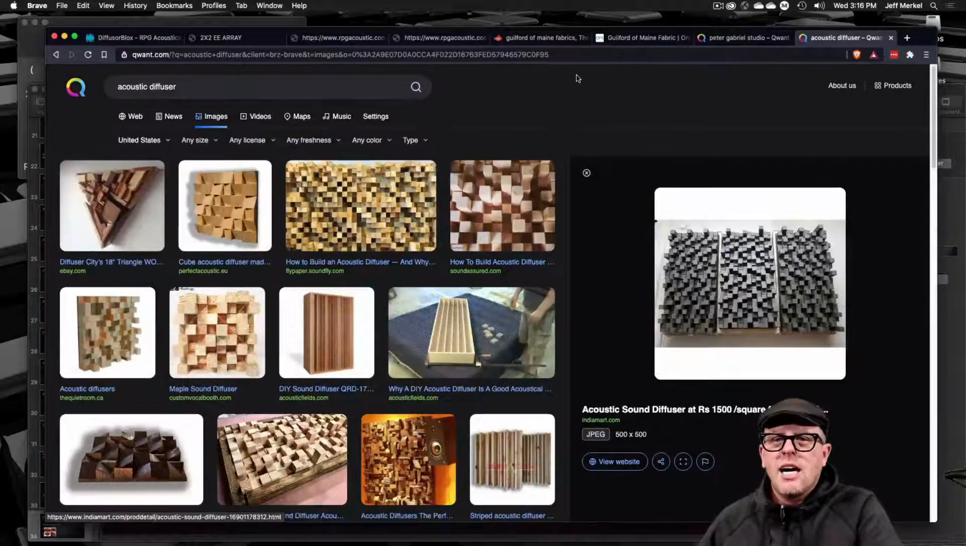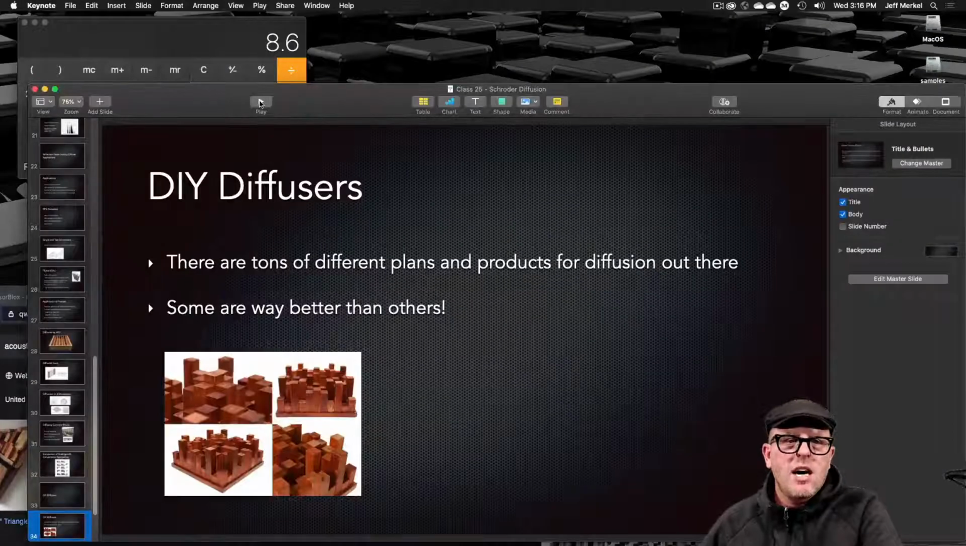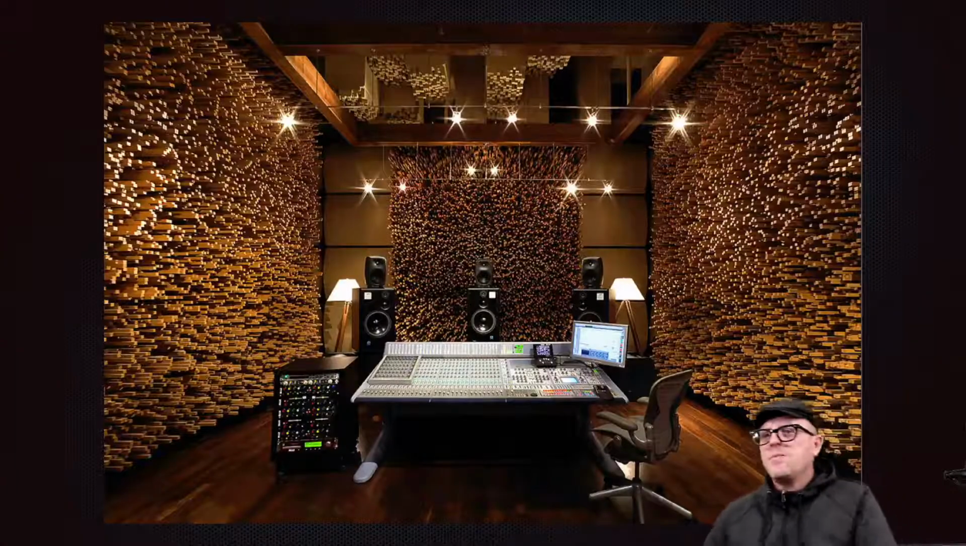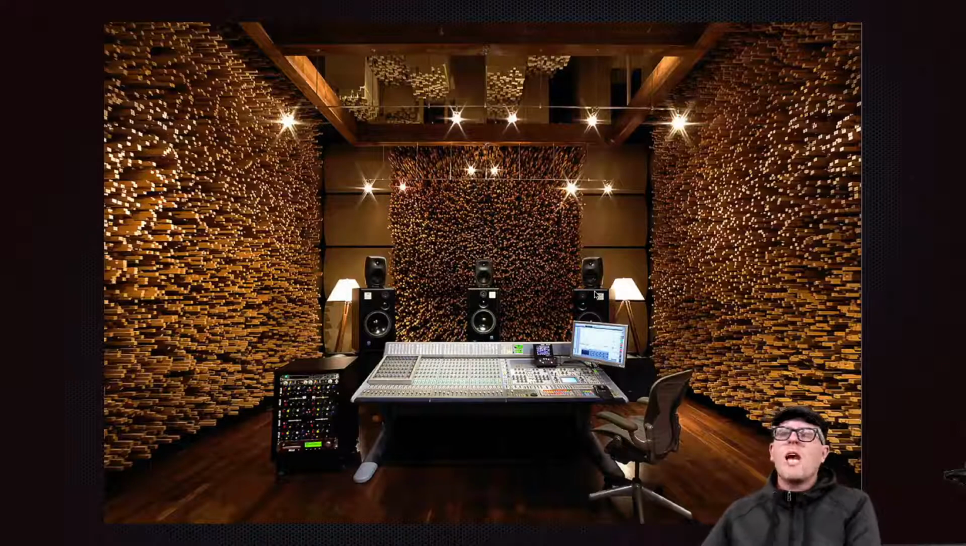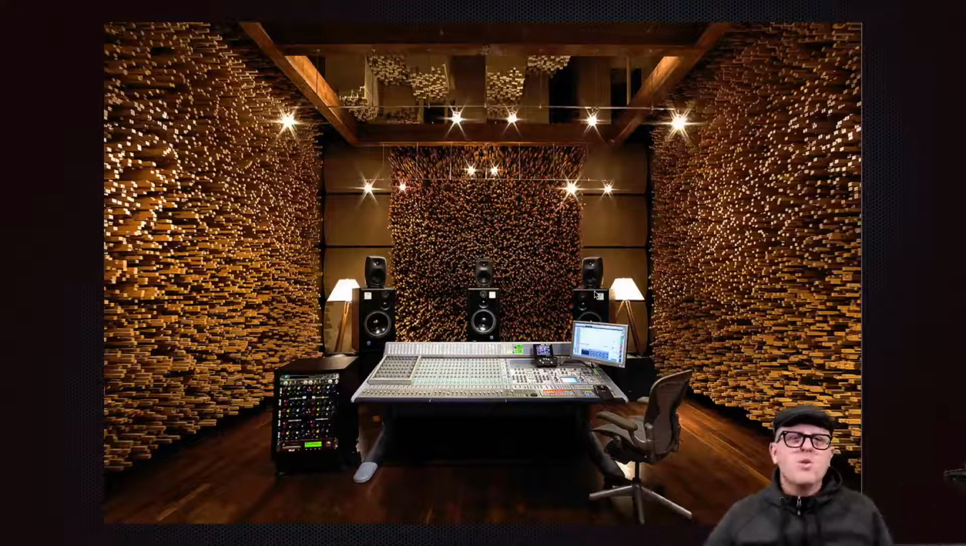So the last one I wanted to show here is called Blackbird Studios. This is down in Nashville, and I've talked to some people that have worked in these rooms. They've said the room is so neutral that if you close your eyes, you have no sense of how big the room is, because the reflections are so diffuse that you cannot tell where the walls are.